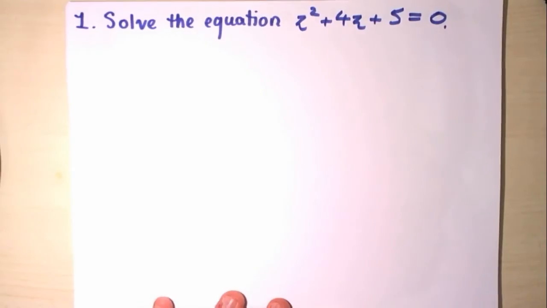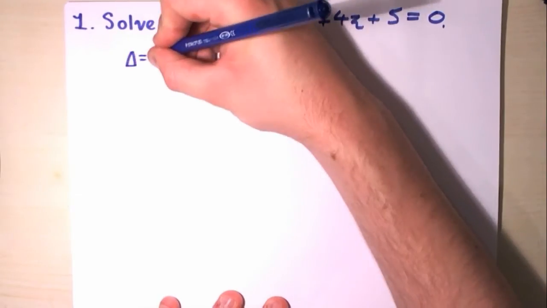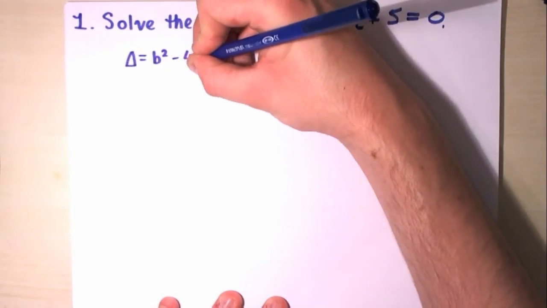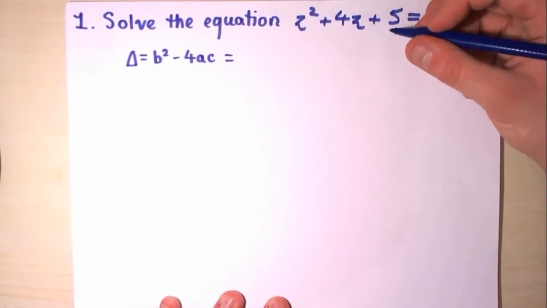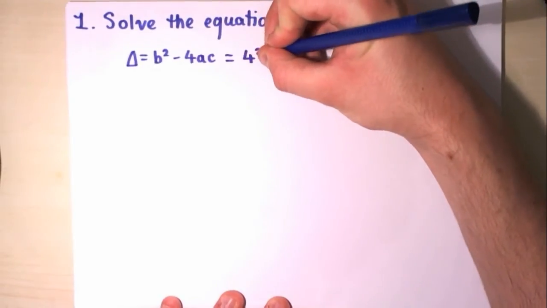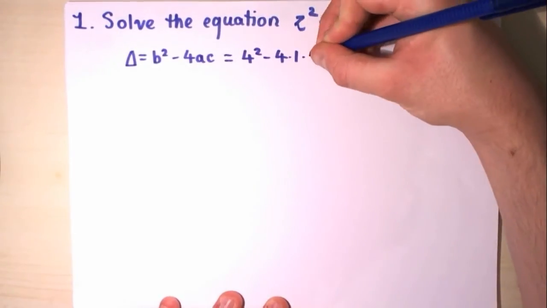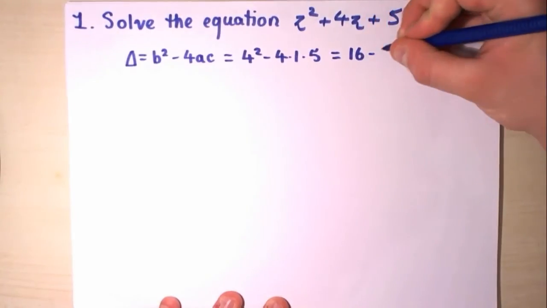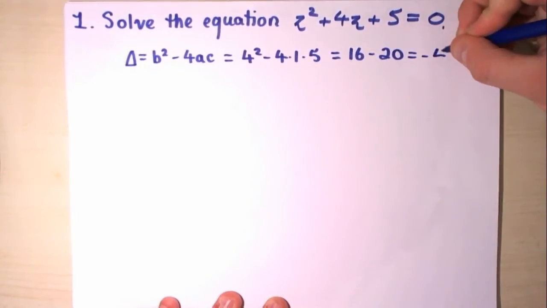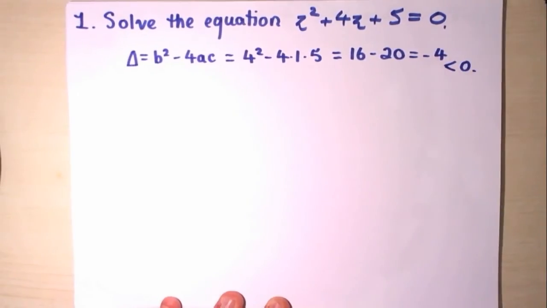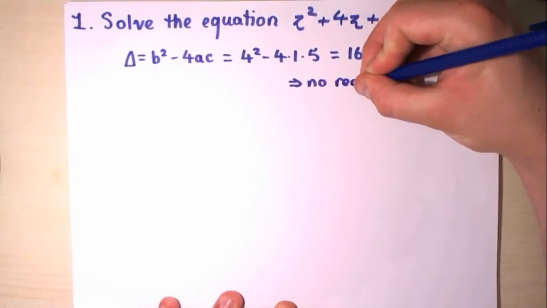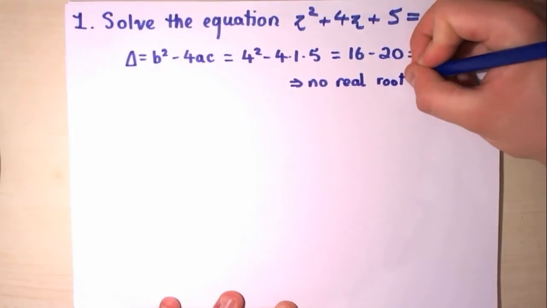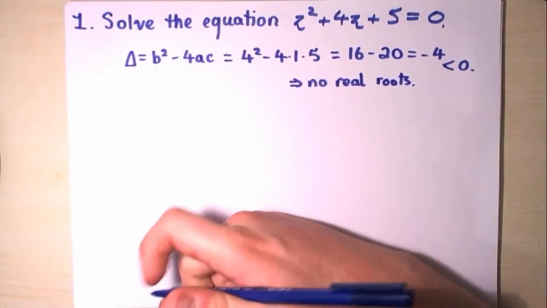Well, first of all, a clue in this question is if we work out the discriminant, which is equal to b squared minus 4ac. In this case that is 4 squared minus 4 times 1 times 5, which is 16 minus 20, which equals minus 4, which is less than 0, and that means that the equation has no real roots. Hence this being in a complex numbers section.